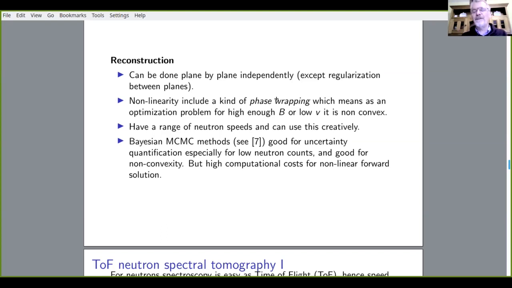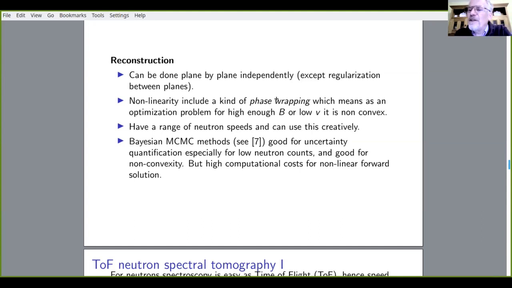So even though the theory guarantees a unique solution for complete data, we also have this range of speeds, which we kind of have incidentally. They come out with all sorts of speeds, and then they have a race. So we can just use fast neutrons and we can use slow neutrons.